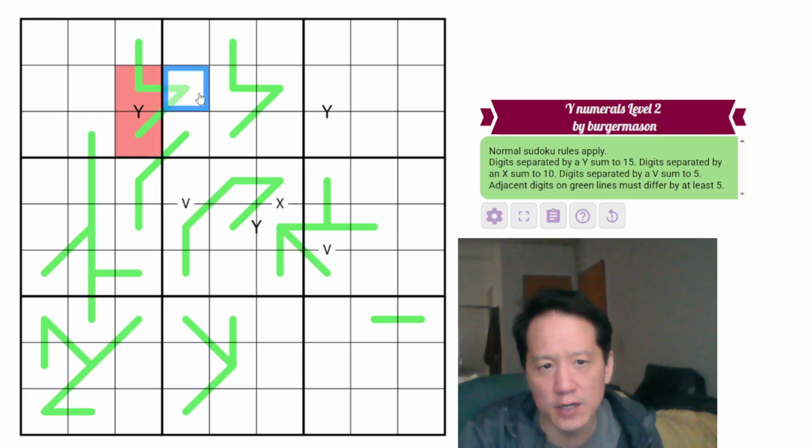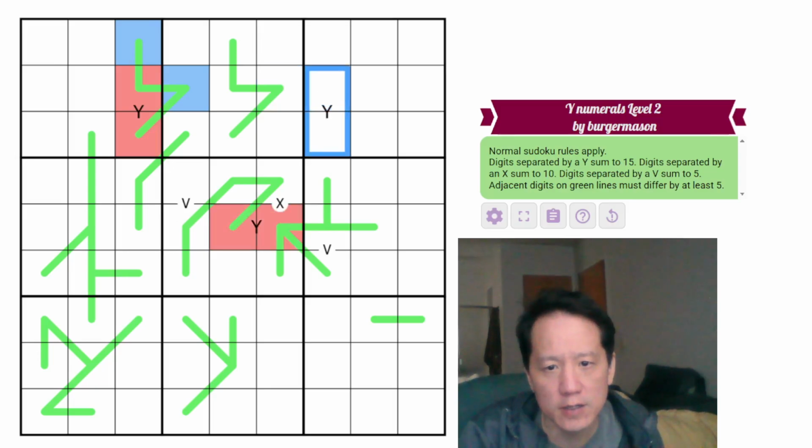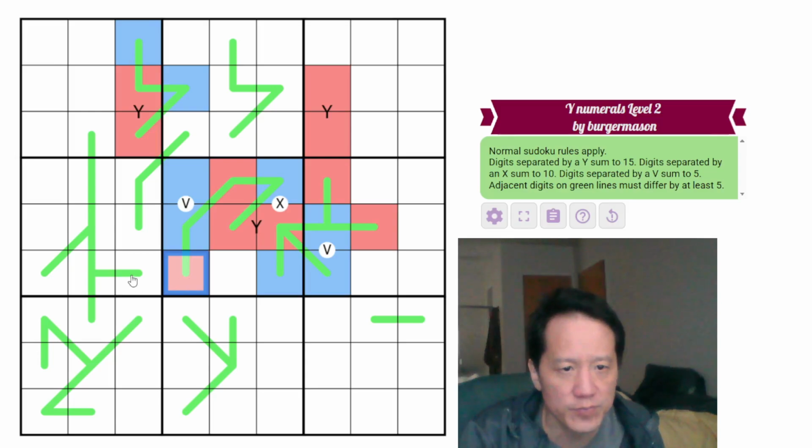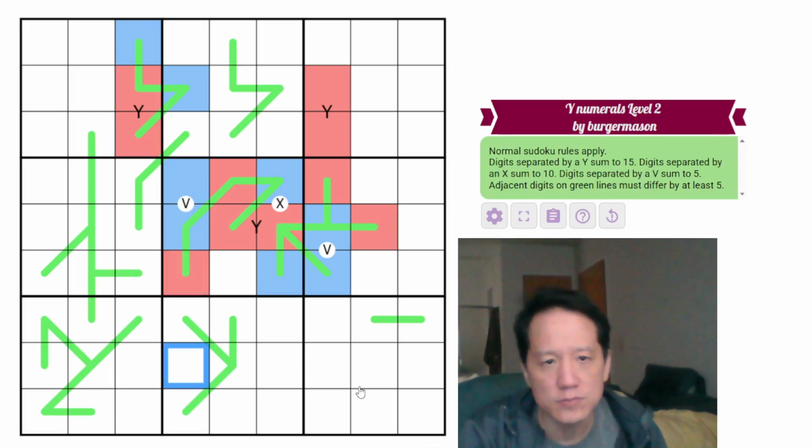These are both high. These must be both low. These are both high. These are both high. These are both low. These must be high along with it. This must be a low. This is a low, which makes this a high. These have to be lows. This has to be a high because it's next to a low.